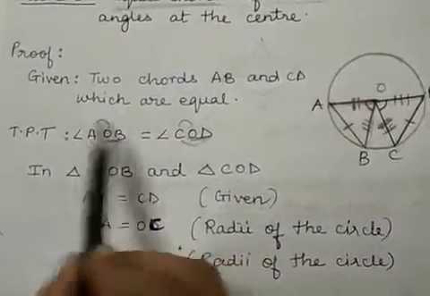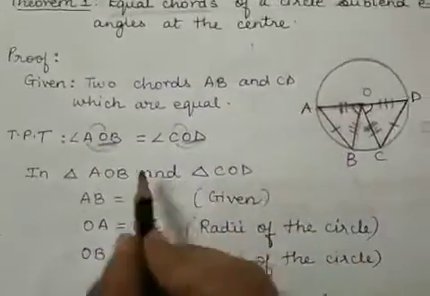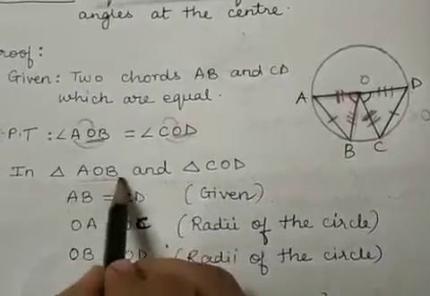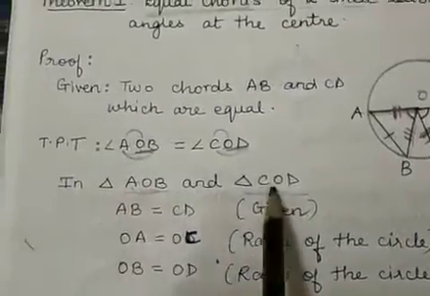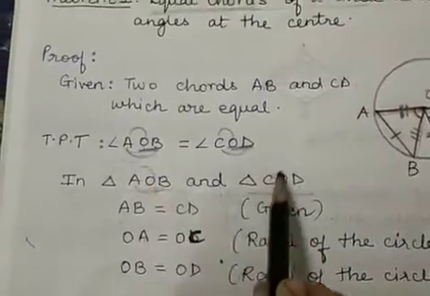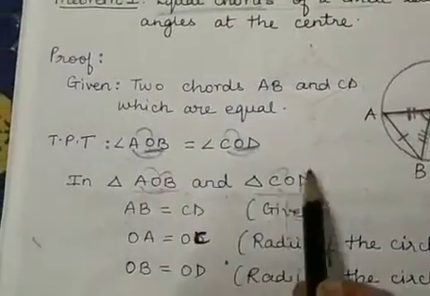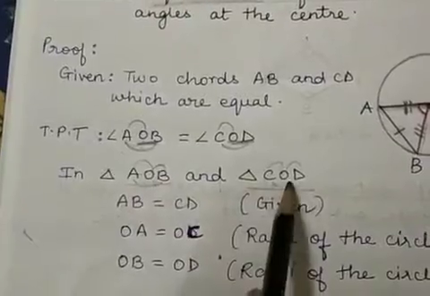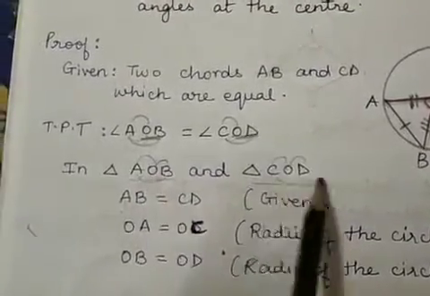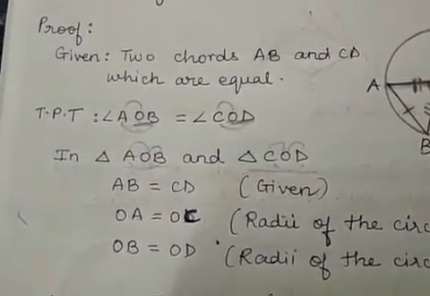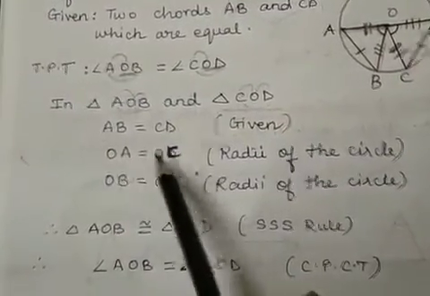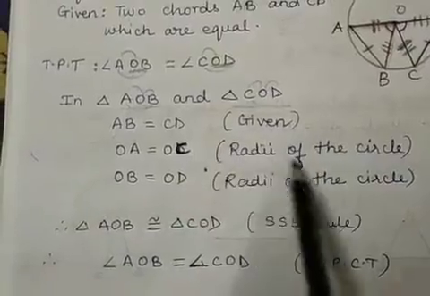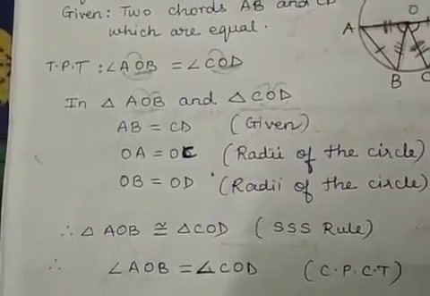Okay, from the triangles, here's the triangle. From the triangle you can come to know which sides have to be taken. AB then CD, OA then OC and OB then OD. So the triangle itself tells you which are the corresponding sides of the two triangles. Okay, that is how I got OA is equal to OC, OB is equal to OD, and the reason is because they are radii of the circle.